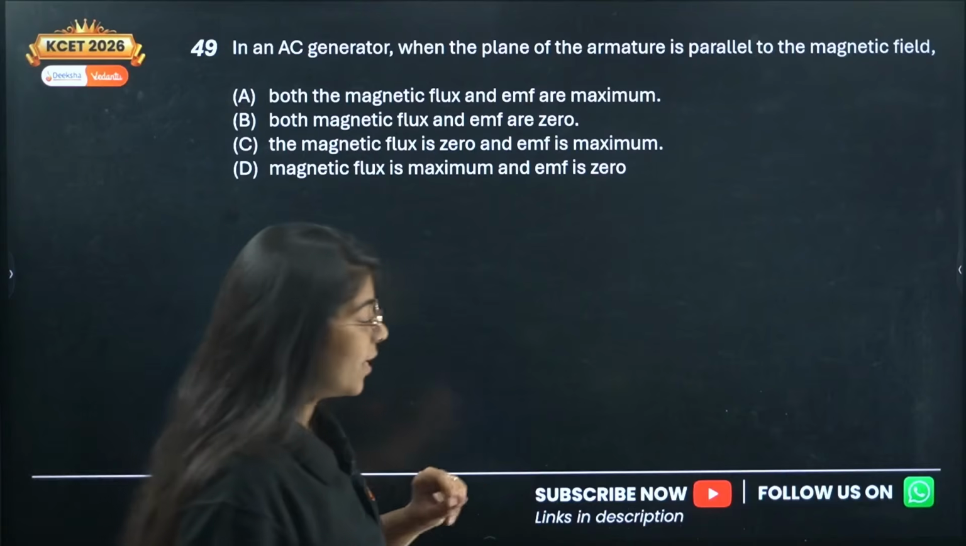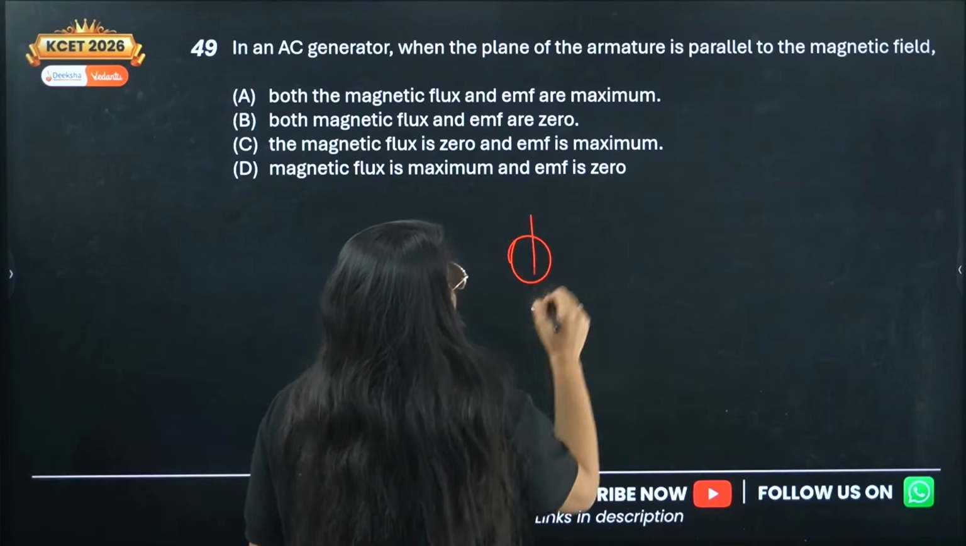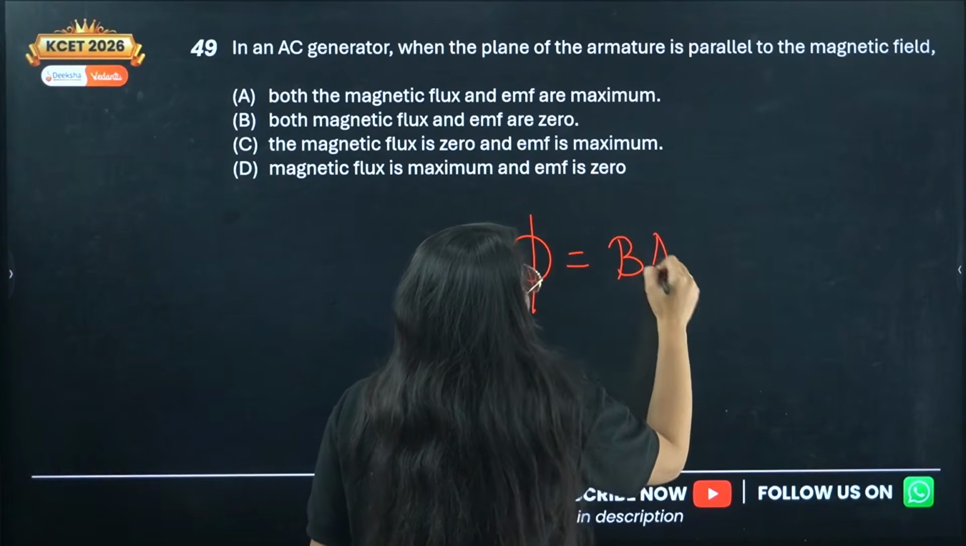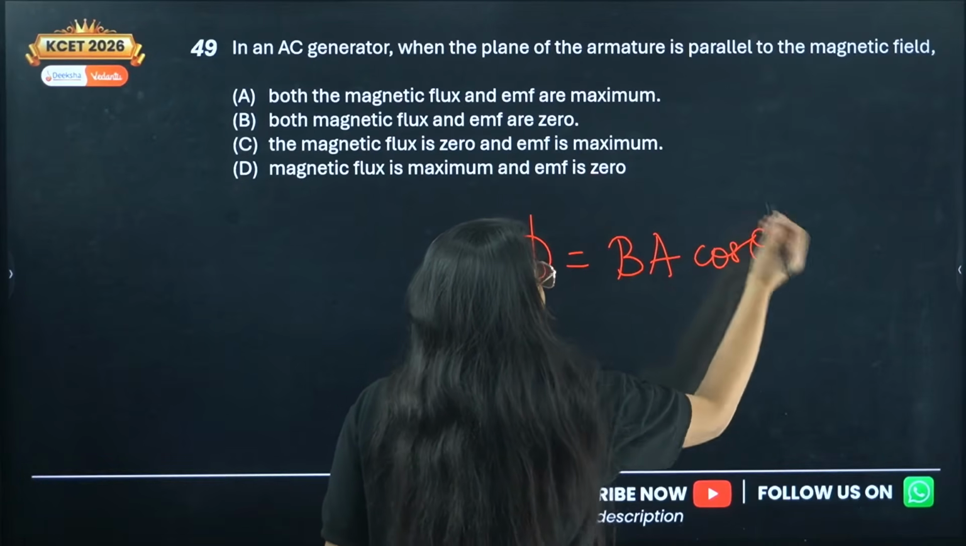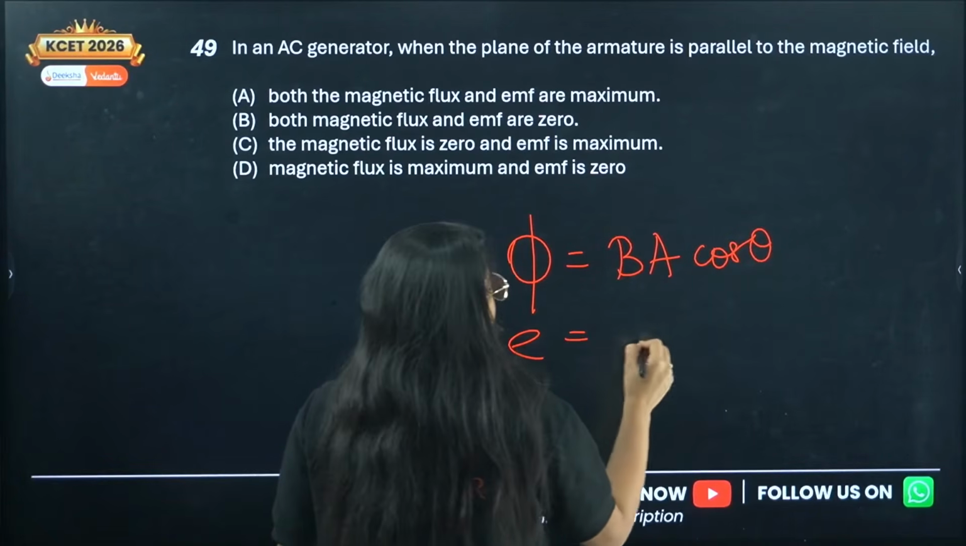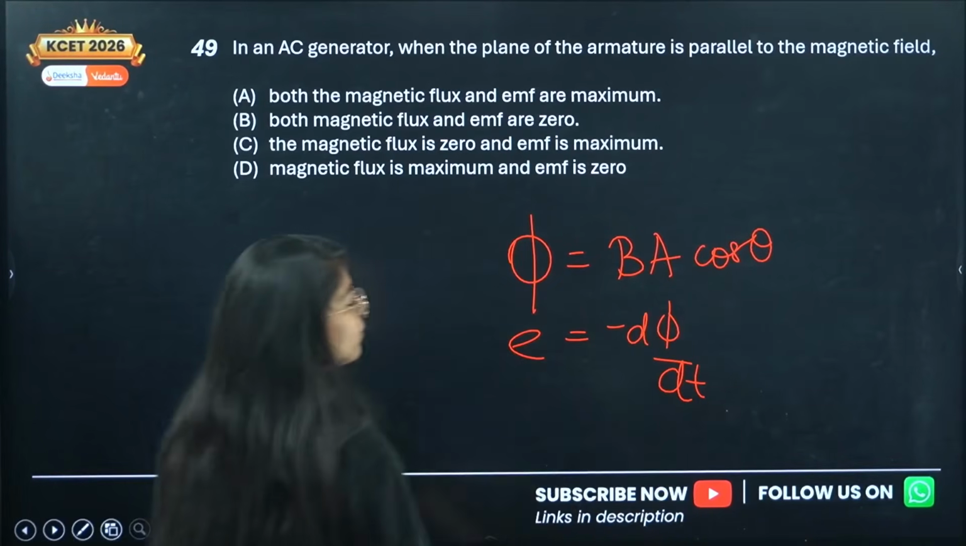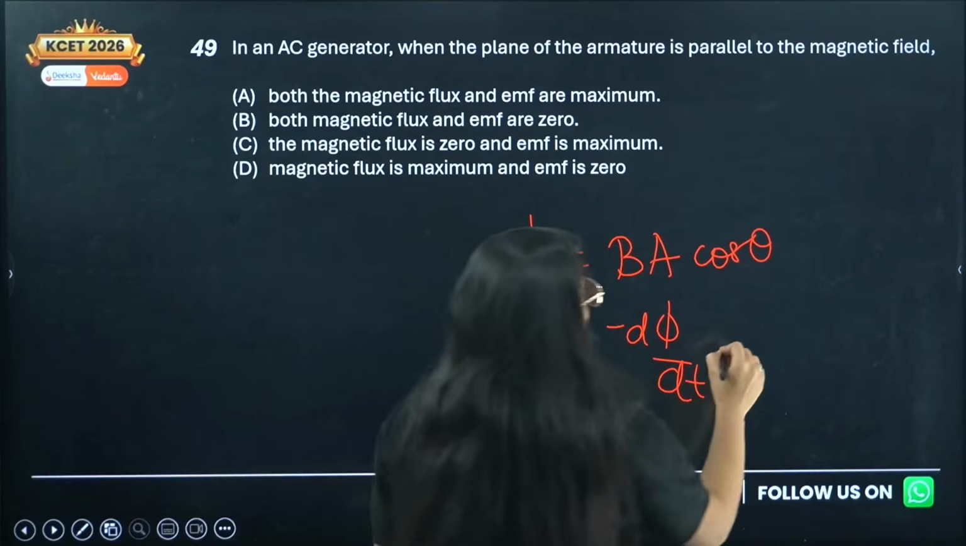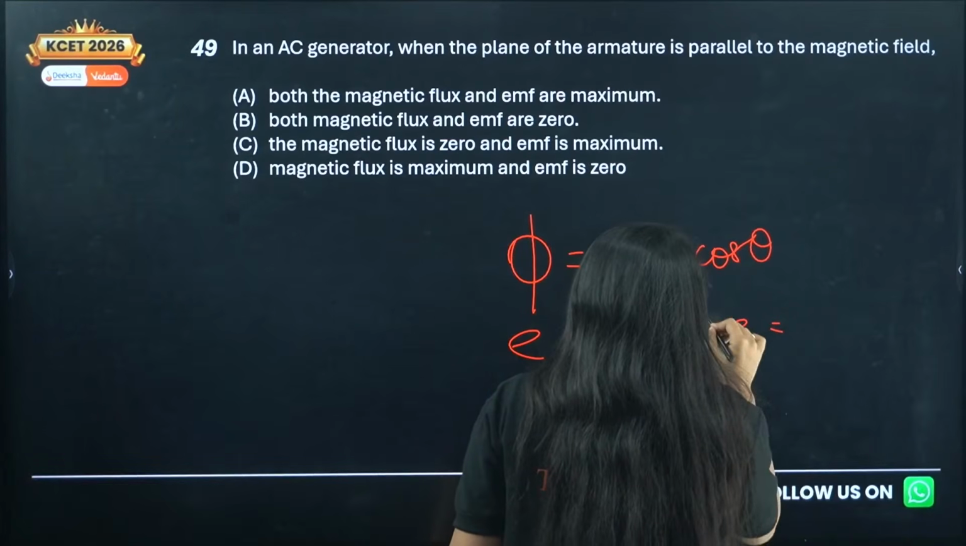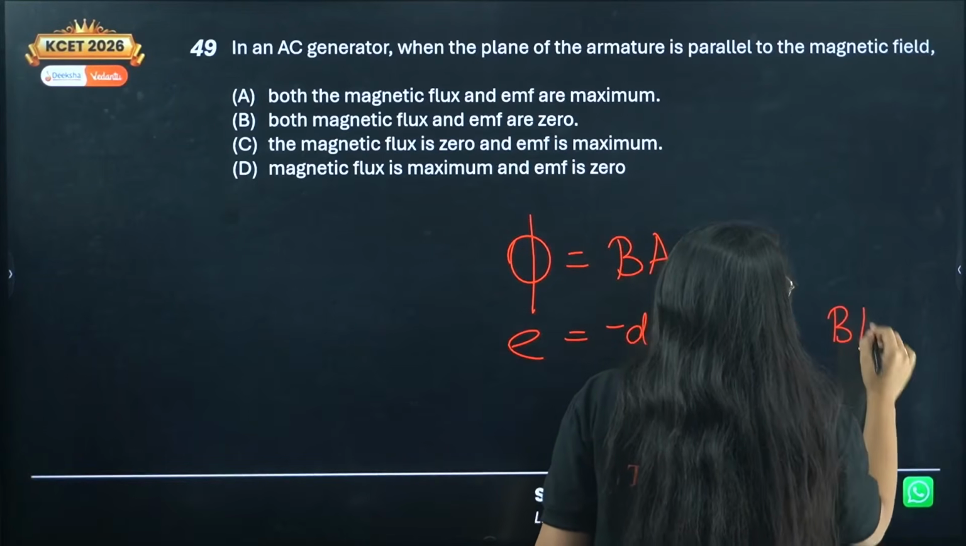Now for AC generator, if you remember, phi is nothing but BA cos theta. And the EMF is nothing but negative of d phi by dt. Now that means E will be what? E will be BA sin theta.